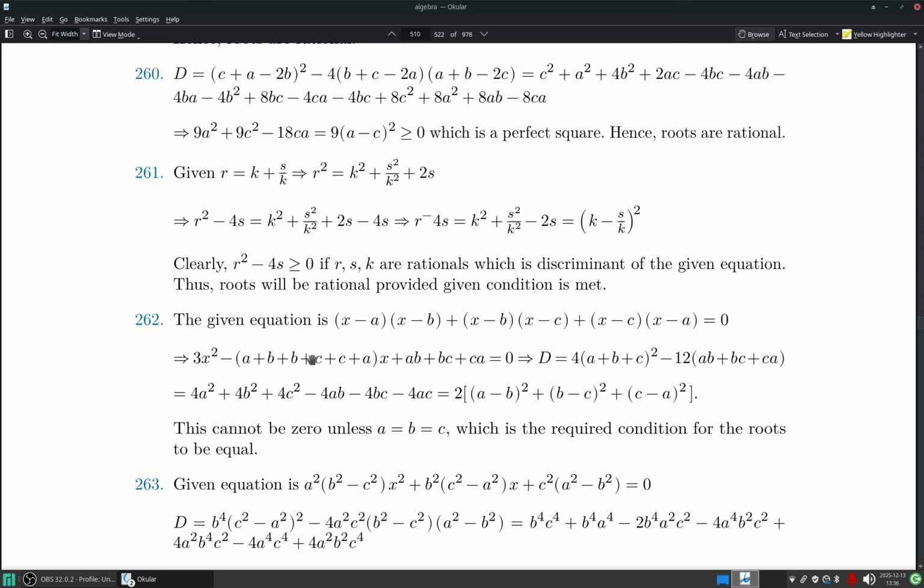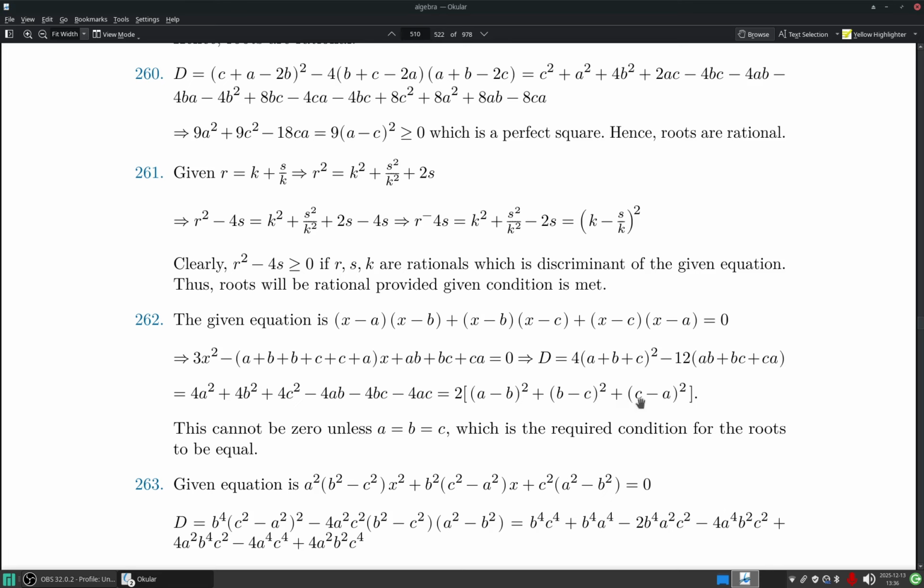So the middle coefficient is 2 into (a plus b plus c). The discriminant would be 4(a plus b plus c) whole square minus 12(ab plus bc plus ca). Now we expand this, we get 4a square plus 4b square plus 4c square, and there will be 8ab, 8bc, 8ca coming from this, from which we subtract 12ab, 12bc, 12ca. So we get minus 4ab minus 4bc minus 4ac. Now this expression is equal to 2 into ((a minus b) whole square plus (b minus c) whole square plus (c minus a) whole square).